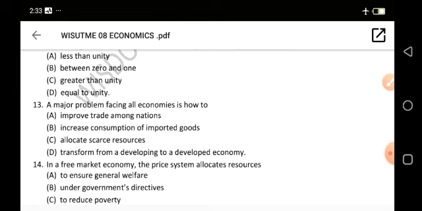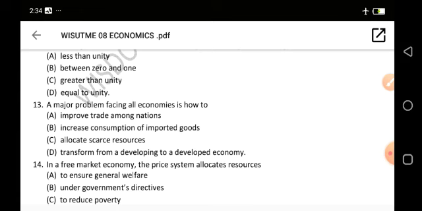A major problem facing all economies is how to... So now, looking at this, we all know the reason why we study economics. The main reason is scarcity. If all that we want, we can have, there's no reason to study economics. When you were introduced to economics, your facilitator told you that human wants are insatiable, unlimited, but the means to satisfy these wants are limited.